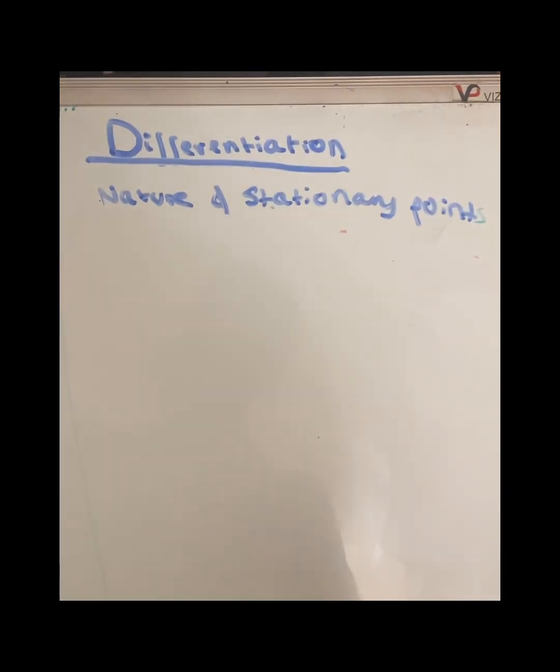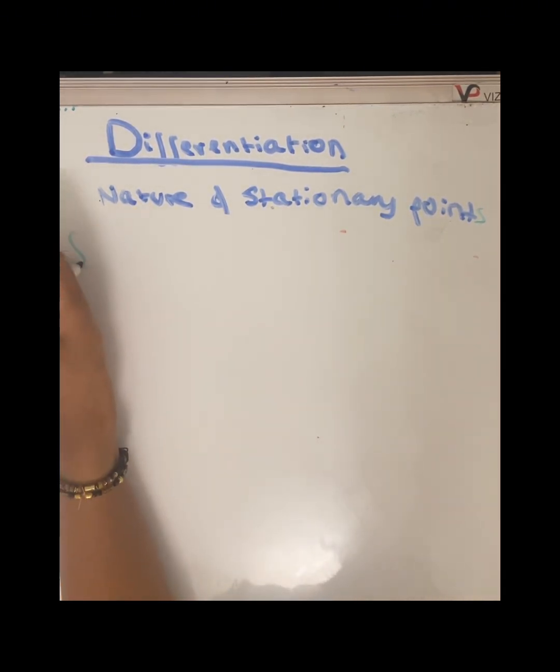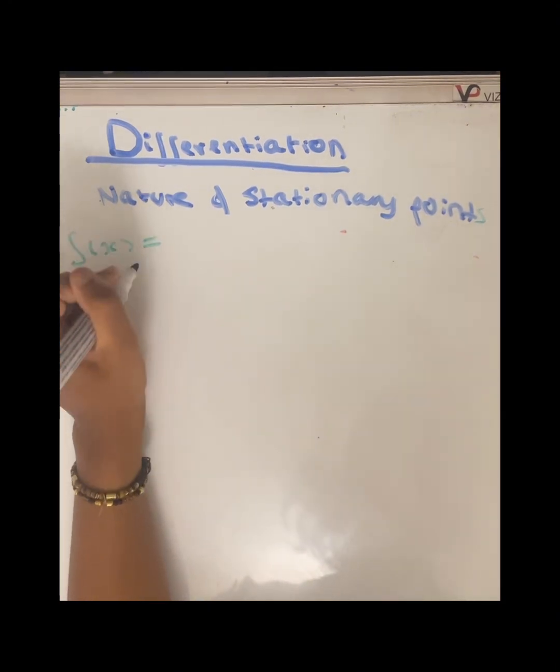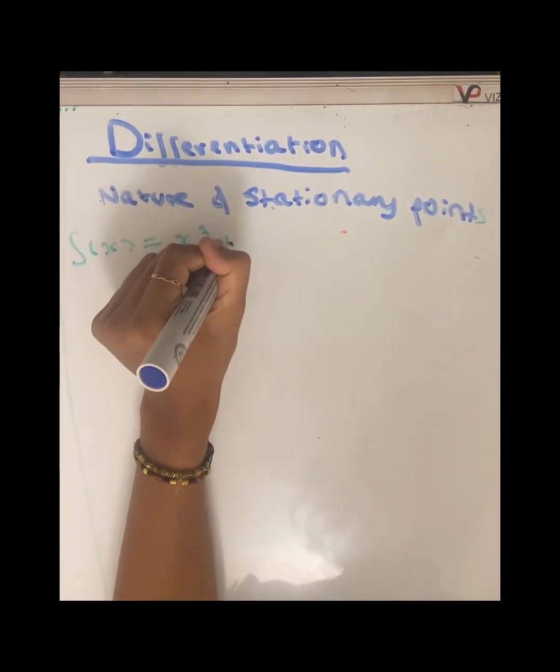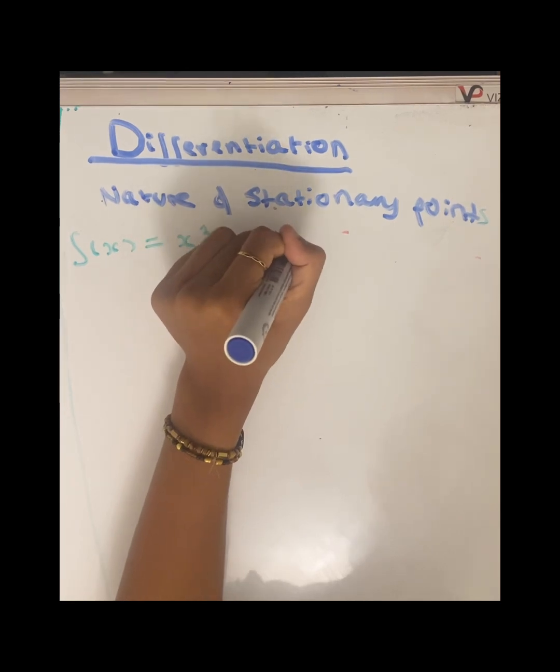Okay, so now we're going to go through how to find out the nature of stationary points, i.e. whether a turning point is a minimum point or a maximum point. So let's look at an example. Let's say we had a cubic function: f of x equals x cubed plus 3x squared minus 2.